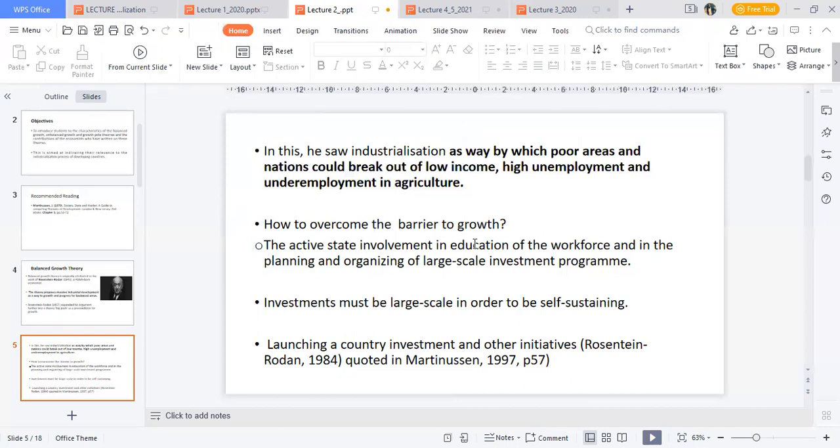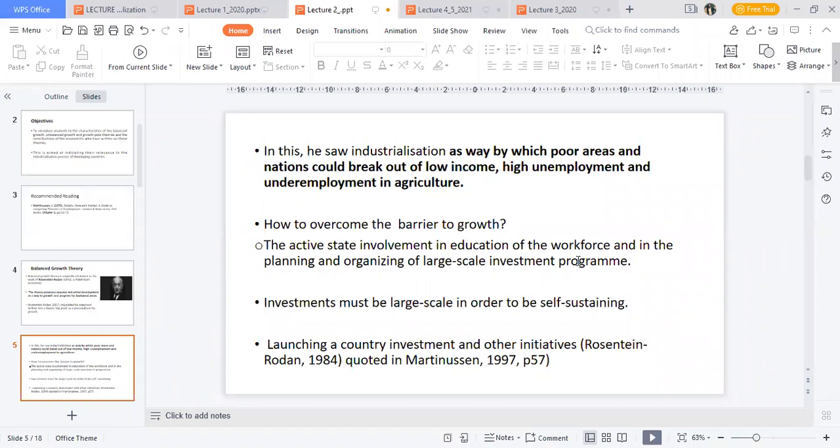The state's involvement in education of the workforce and in planning and organizing of large-scale investment programs. What it means is that the state has an active role here. As a nation, what's our role? As a government, the government's role is that it has to plan and organize a large-scale investment program. A large-scale investment program is an investment program that has formed to affect major parts of the economy or major sectors of the economy. So it doesn't affect only those in Accra. It's affecting nationwide, every part of the economy.